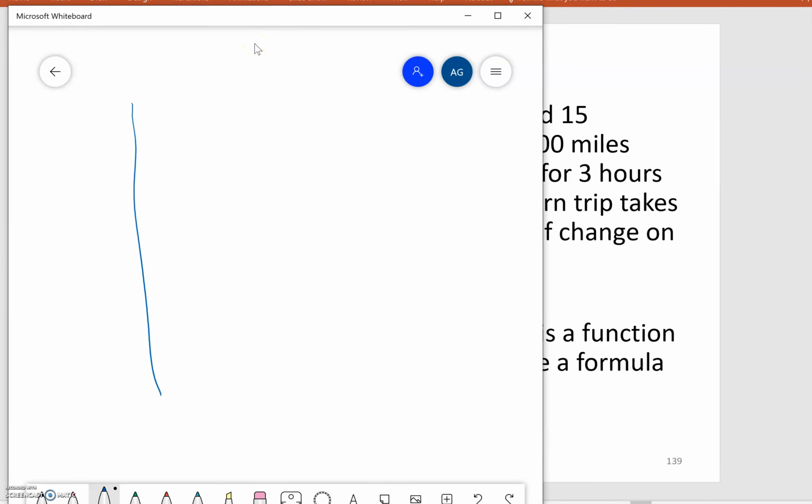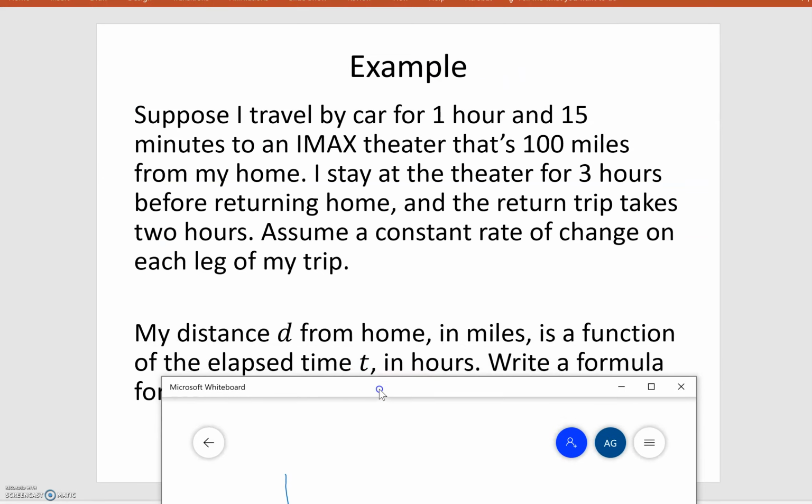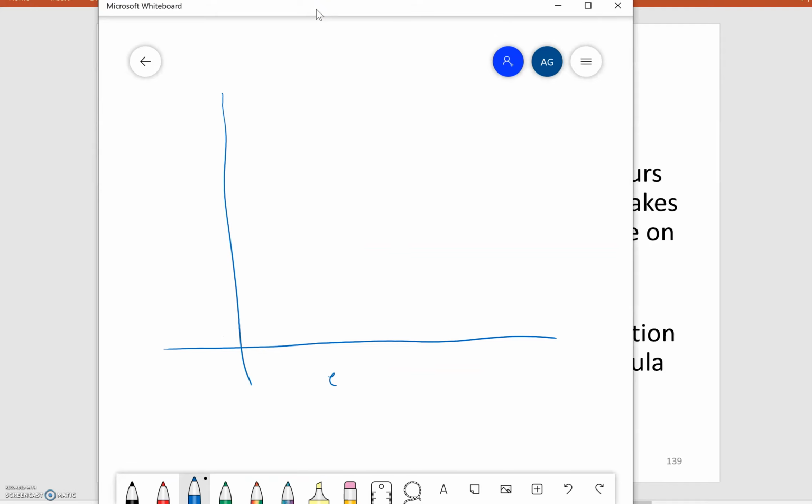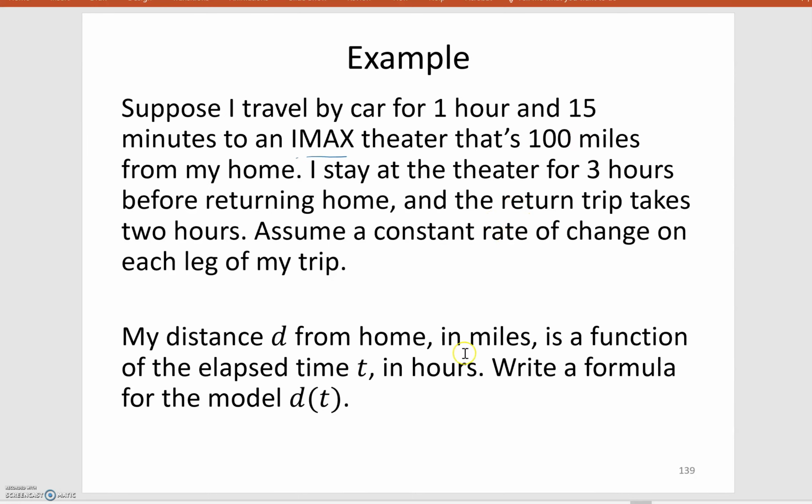Okay, so I'm going to start by graphing it. And my graph, the horizontal axis is going to be elapsed time in hours, and the vertical axis will be distance from home in miles. Okay. So at time 0, I guess we're going to Atlanta to the IMAX theater. That's 100 miles from here.